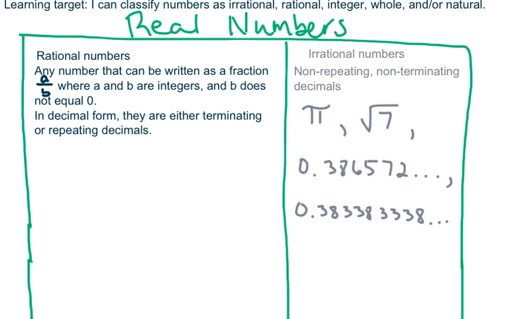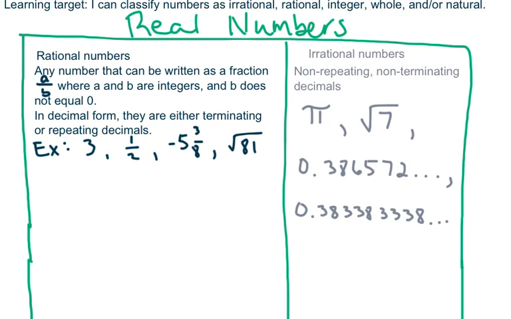So in decimal form, they are either terminating, which means numbers that stop, or repeating decimals, which means you can use the repetend to show that it repeats. So some examples of rational numbers, and I will put a few down here. Examples would be the number 3, the number 1/2, -5 3/8, and the square root of 81.